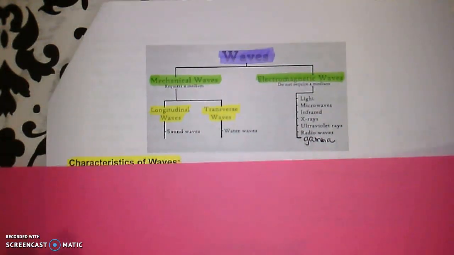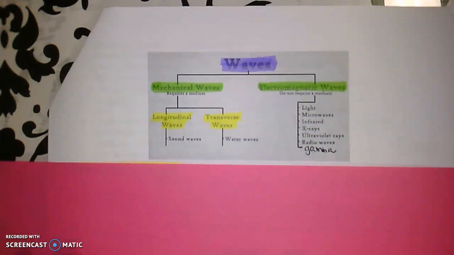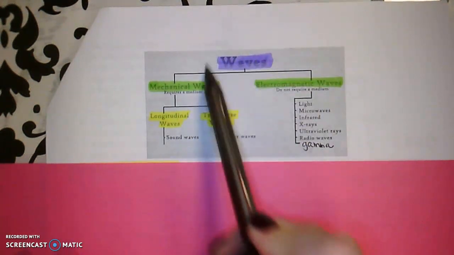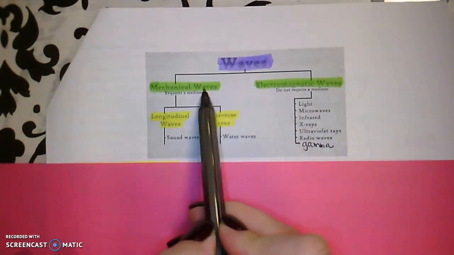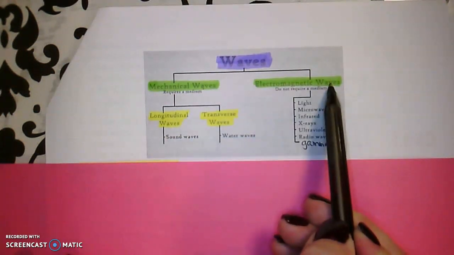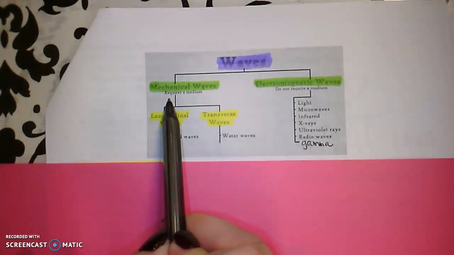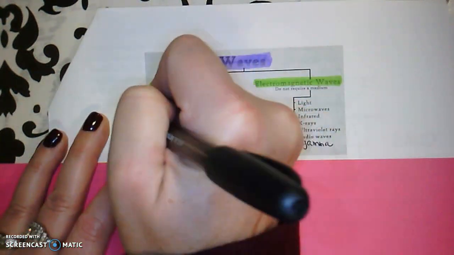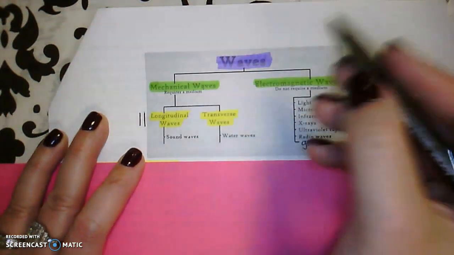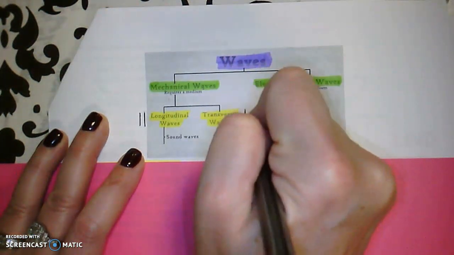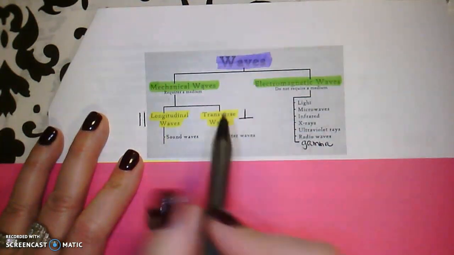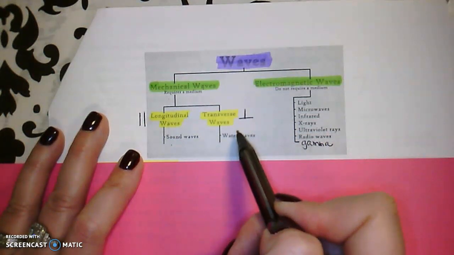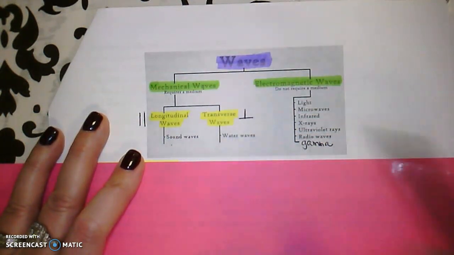Okay, so here's our waves family tree. This is very similar to our energy family tree with potential and kinetic. We have waves at the top, we have mechanical waves, and then we have electromagnetic waves. Mechanical waves require a medium, and they're going to branch into longitudinal waves, which move parallel, and transverse waves, which move perpendicular to the medium. Examples of longitudinal waves will be sound waves, and examples of transverse waves will be water waves.